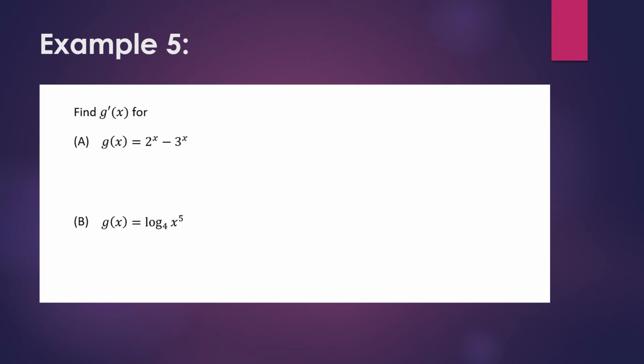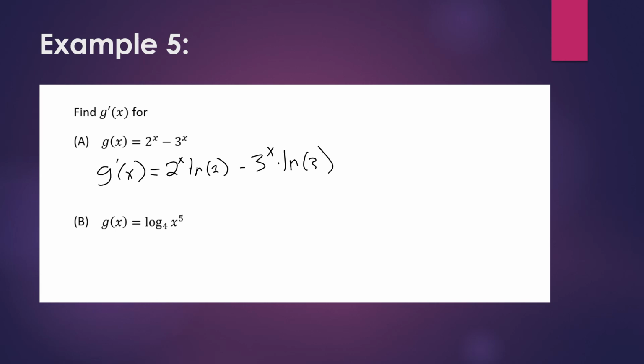On this slide, we're going to practice taking the derivative of exponentials and logarithmics that aren't using the base e. So for a, g prime of x, we need to take the derivative of 2 to the x. So that's going to be 2 to the x times the ln of 2 minus the derivative of 3 to the x, which is going to be 3 to the x times the ln of 3.